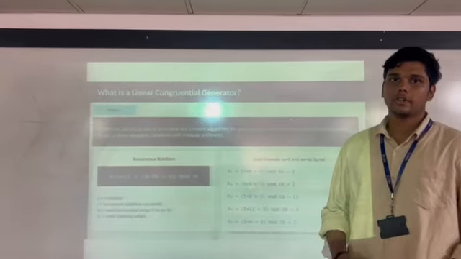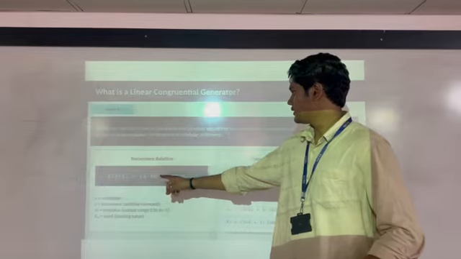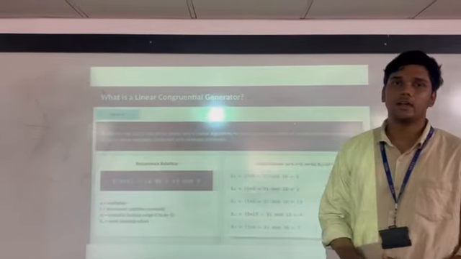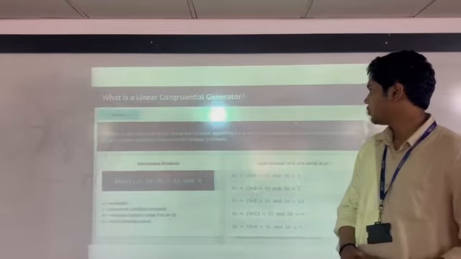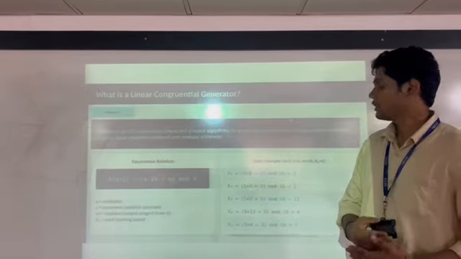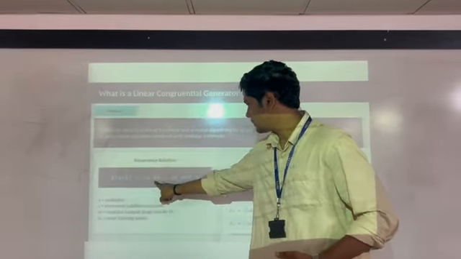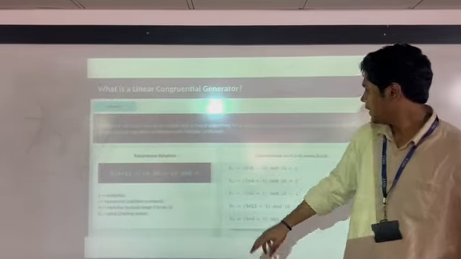So now let's move on to understanding the concept. The linear congruential generator is based on the formula x of n plus 1 is equal to a xn plus c mod m. What is LCG? The LCG is the oldest and the simplest algorithm for generating a sequence of pseudo-random numbers, where a is the multiplier, c is the increment, m is the modulus, and x0 is the seed.